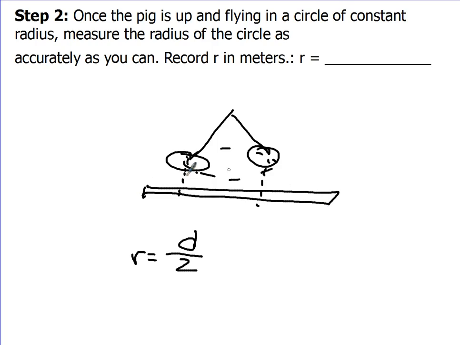So suppose you measure the diameter as a whole meter, then the radius, 1 meter divided by 2, is 0.5 meters. Now this is not accurate. You cannot use these numbers for your lab, but I'm going to give you a sample lab using them. So I'm going to say my radius is 0.5 meters.